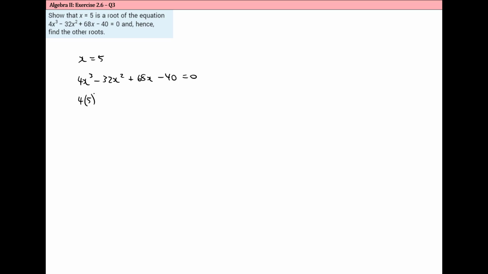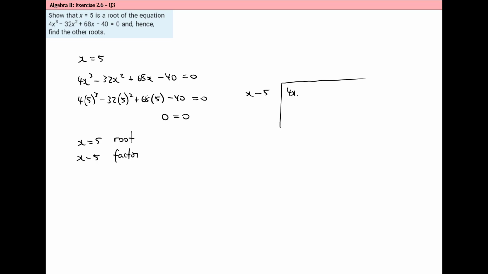So 4 on 5 cubed minus 32 on 5 squared plus 68 on 5 minus 40 equals 0. And when we work all this out, we can throw it all into the calculator. We do get 0, which shows that x equals 5 is a root. Now, if we've been given the root of a cubic equation, the factor theorem tells us that x minus 5 will be a factor of this cubic expression. And so we can divide x minus 5 into 4x cubed minus 32x squared plus 68x minus 40 to find another factor.